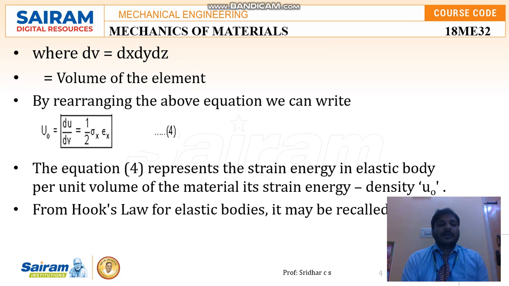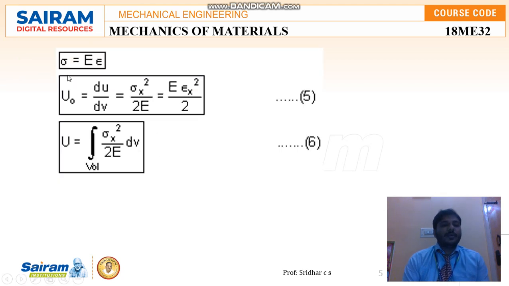From Hooke's law for elastic bodies, it may be recalled that Hooke's law says that stress is directly proportional to strain within the elastic limit. So by recalling that, sigma will be equal to E into epsilon, where epsilon is the change in length by original length. Now again equating, u naught will be equal to dU by dV, which will be equal to sigma x square by 2E, which equals E into epsilon x square by 2.